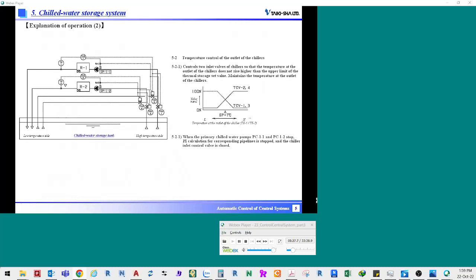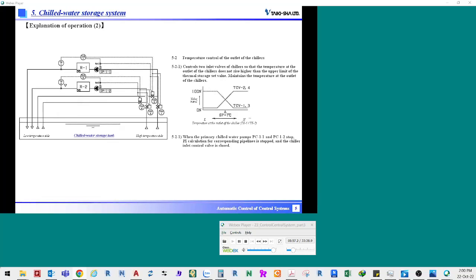Next, temperature control of the outlet of chillers will be explained. The outlet of the pipelines for chillers are controlled to prevent chilled water at a high temperature, higher than the set temperature of the outlet of the pipeline for chillers, which hasn't been completely chilled, for example, at the startup of chillers, from flowing into the low temperature side of the chilled water storage tank.